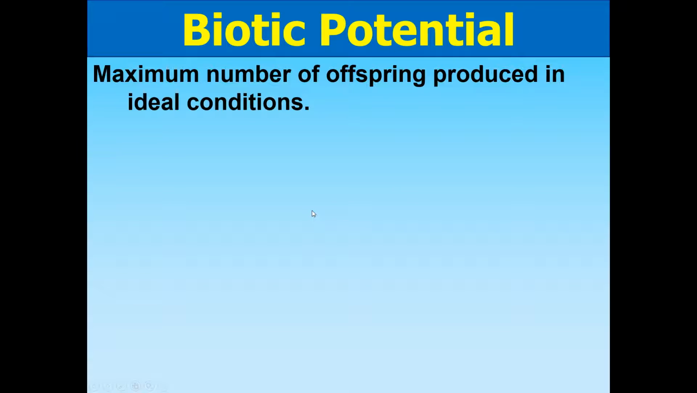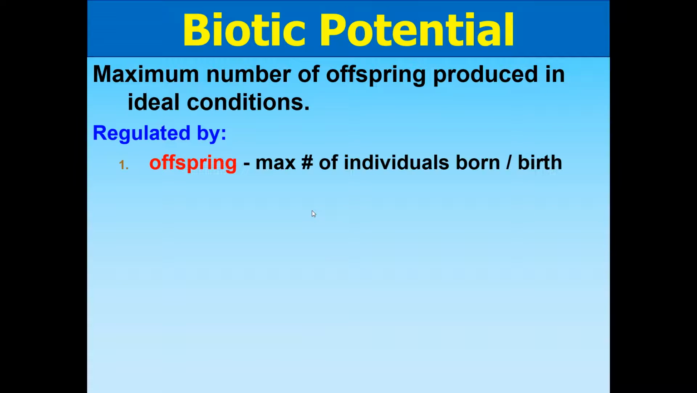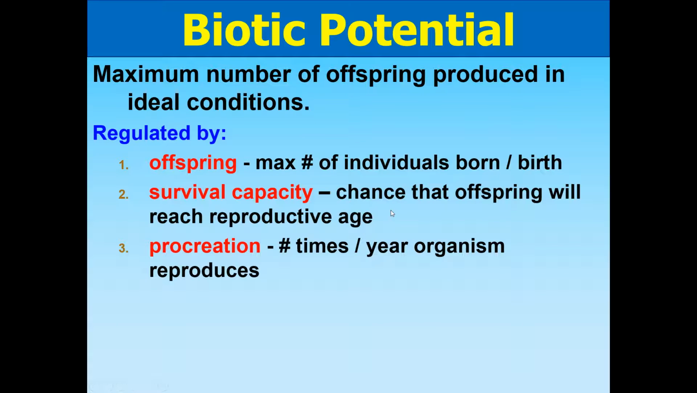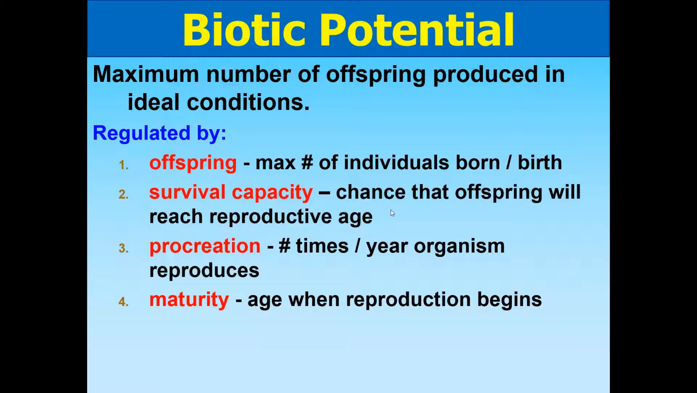Biotic potential is the maximum number of offspring produced in ideal conditions, and it's regulated by 4 factors. Offspring, or the maximum number of individuals born per birth. Survival capacity, the chance that offspring will reach reproductive age. Procreation, number of times per year an organism reproduces. And maturity, age when reproduction begins.